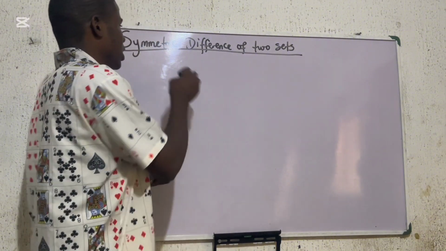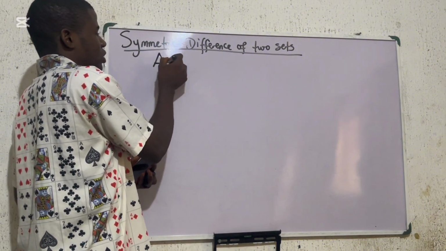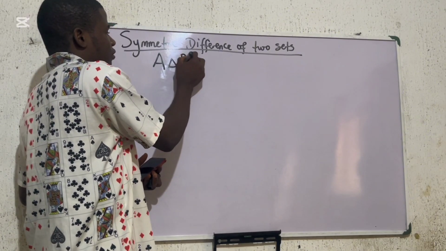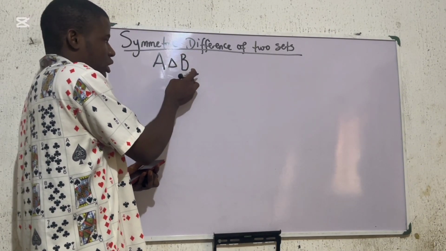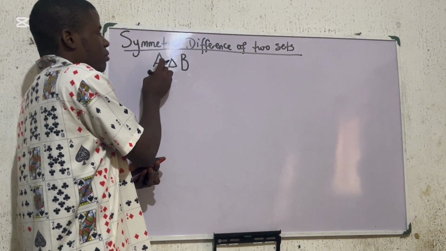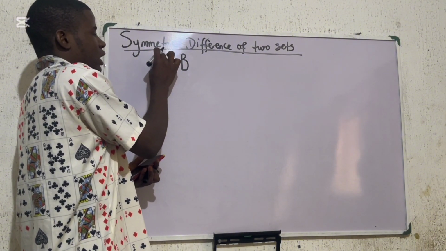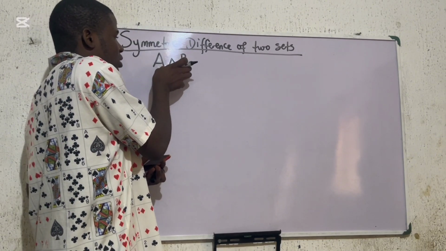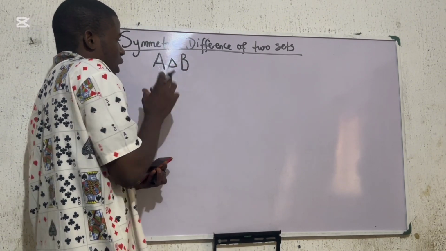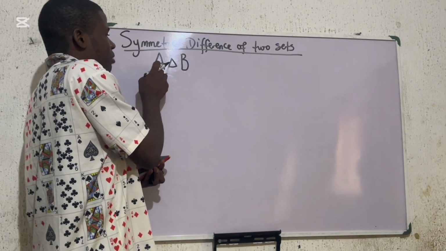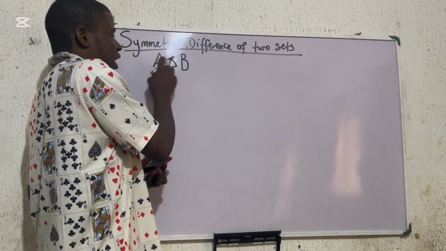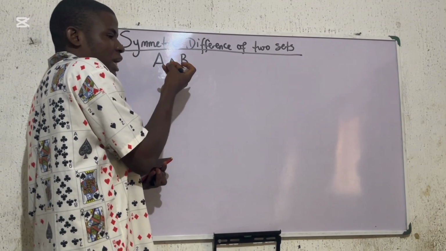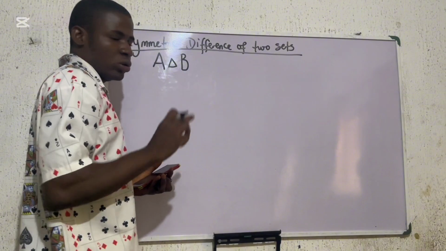Symmetric difference of set A. Now, the symmetric difference is denoted by a triangle like this, a smaller one. Symmetric difference of A and B, A symmetric difference B, do you understand? It is given by all the elements in either set A or set B, but not those that we can find in both. That is, if there is an element in A and there are elements in B, those are the ones that we are going to write. But those that we can see in the intersection of A and B are not included.